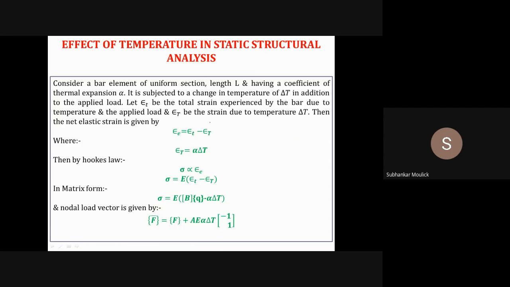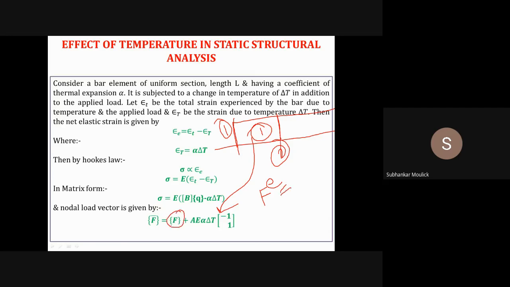So if I say that this is my bar, and this is the first element of the bar, then I know that this is my node number 1 and this is my node number 2. Then for this element, if I want to write this nodal load vector equation, how will I write? That is F element, for the first element, is equal to this value. If it is present, I will take it into account. If it is not present, I won't take it, plus this particular value.